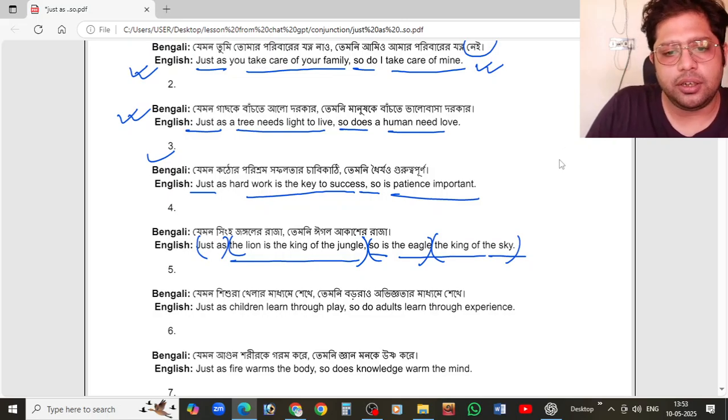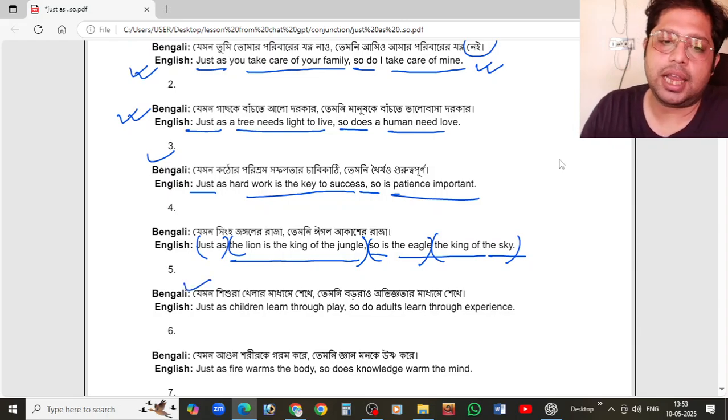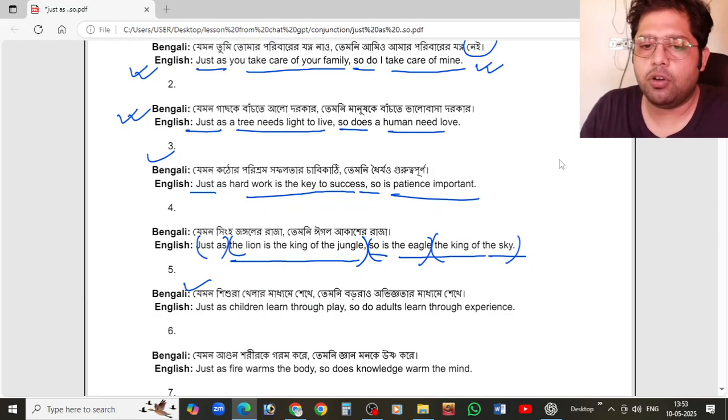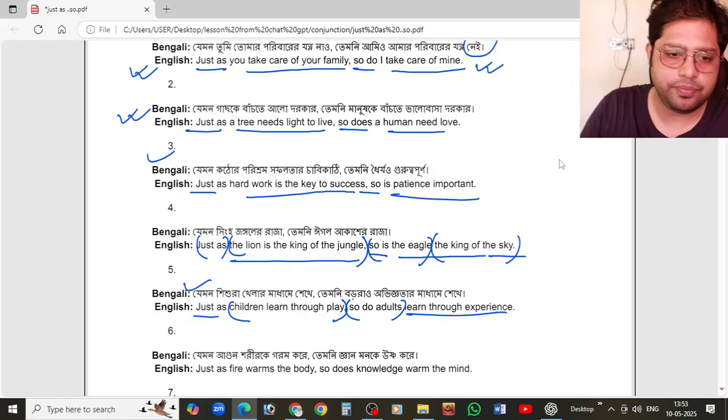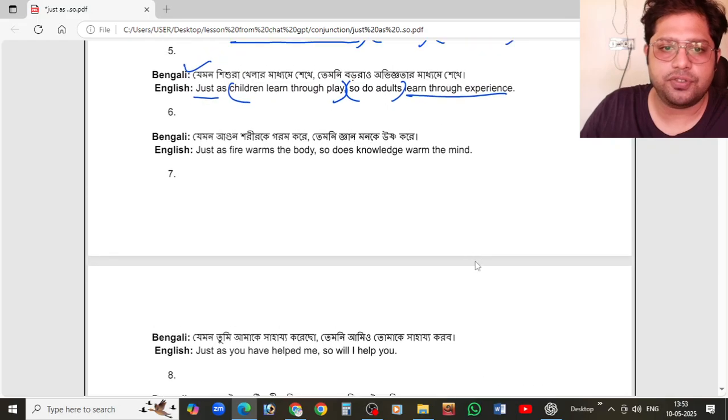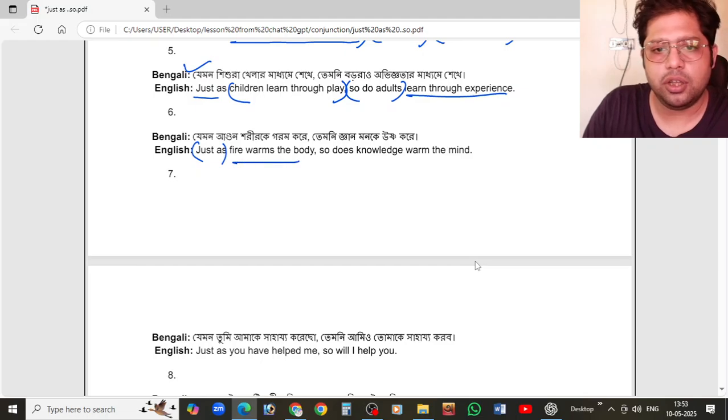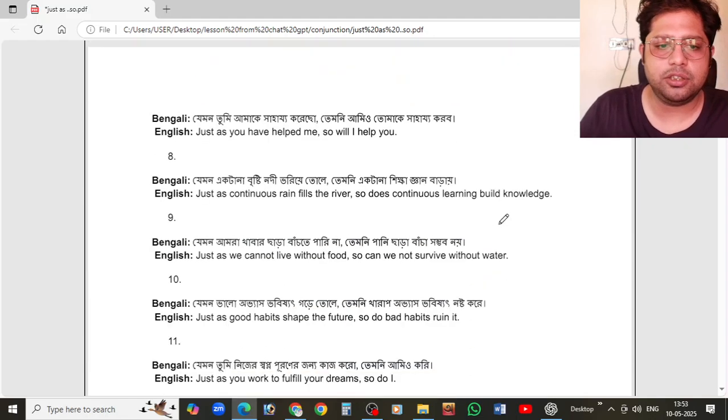Just as children learn through play, so do adults learn through experience. যেমন আগুন শরীরকে গরম করে, তেমনি জ্ঞান মনকে উষ্ণ করে। Just as fire warms the body, so does knowledge warm the mind. So in this way, you just practice these 20 examples.